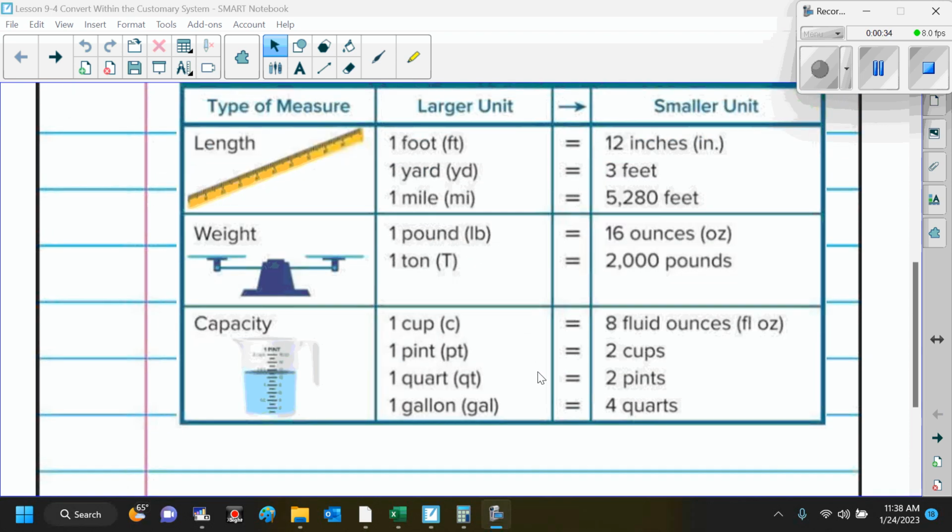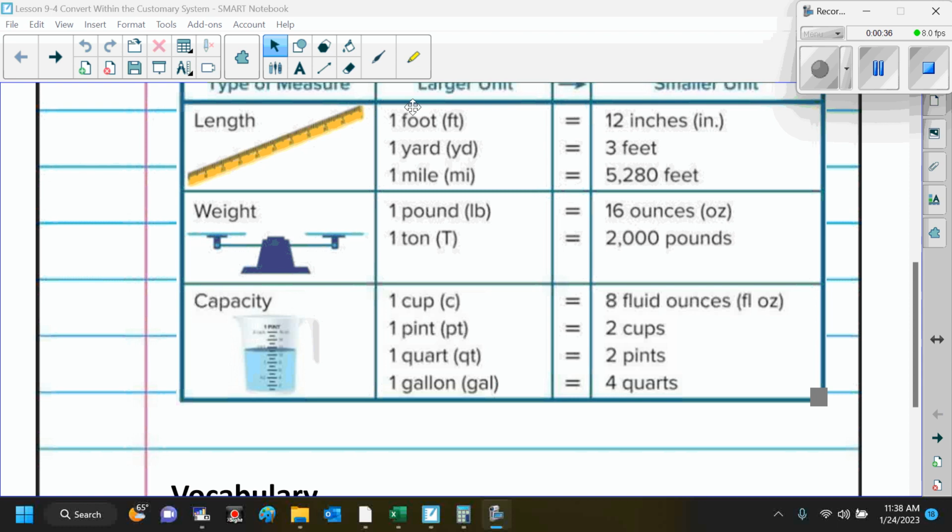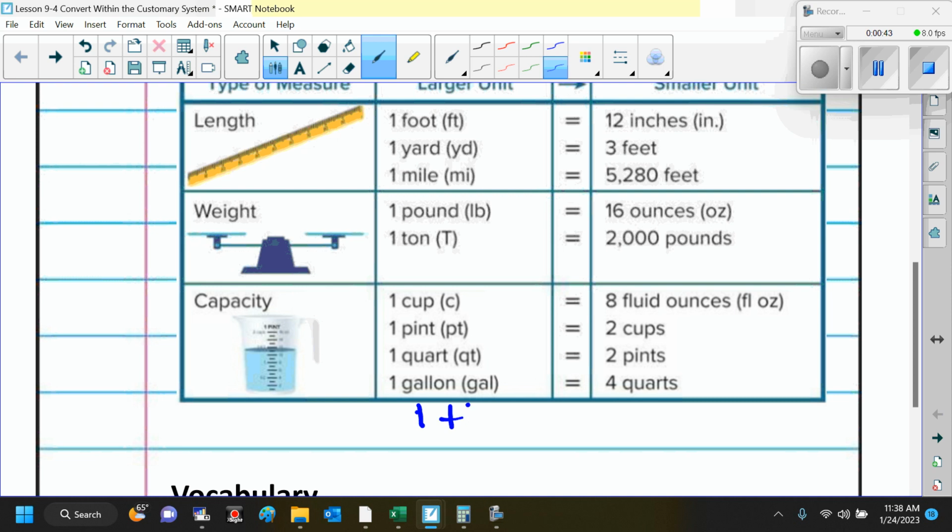Here we added 1 tablespoon is equal to 3 teaspoons, TSP. So those are the abbreviations.